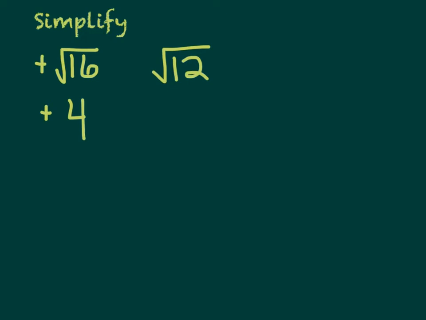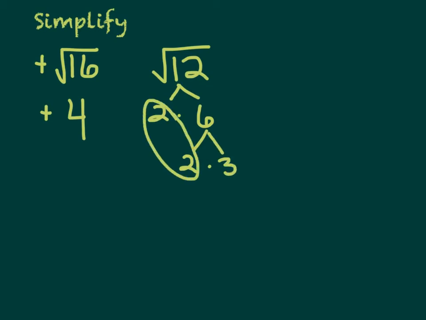We can break that down. What you want to do, some of you have learned to make a tree, and so you go 12 is 2 times 6, and 6 is 2 times 3. And then you circle your pairs of 2's and you say 2 root 3. But a way that I think is easier is take your square root of 12 and just rewrite it.